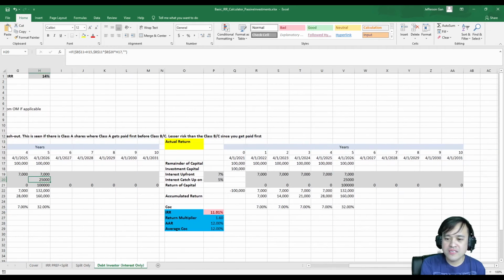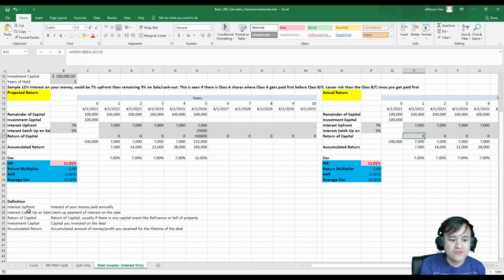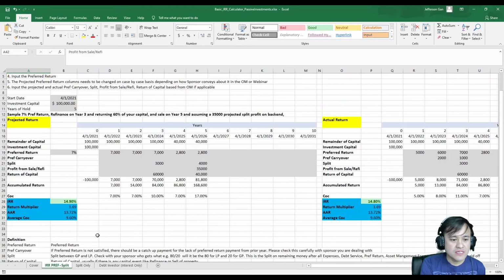Then for the actual return, it's a similar thing, so it's just like 7.5. You can just change this to whatever the actual amount was that you got. I also put the definitions here for interest upfront, catch up on sale, return of capital, investment capital and accumulated return.